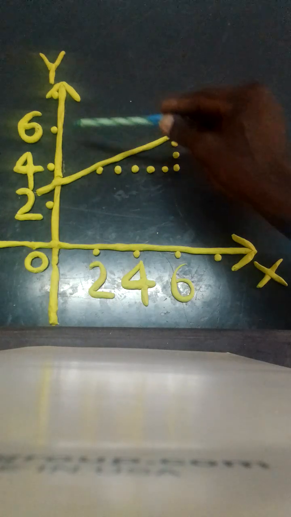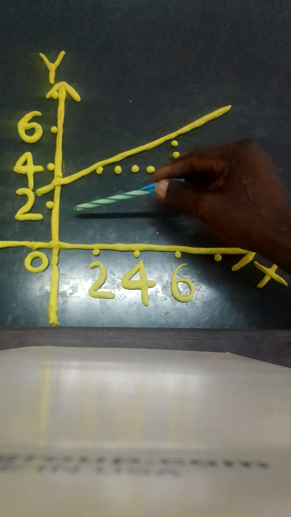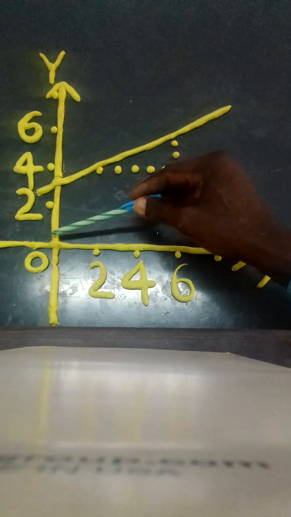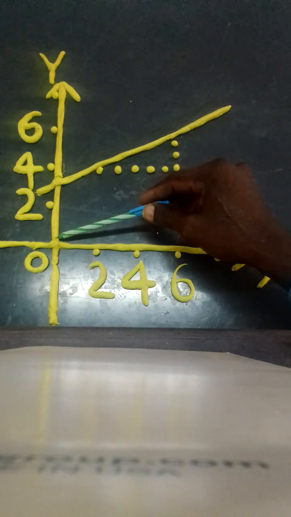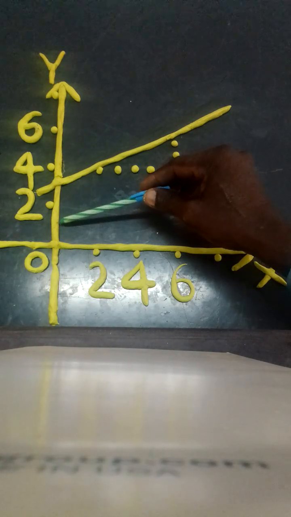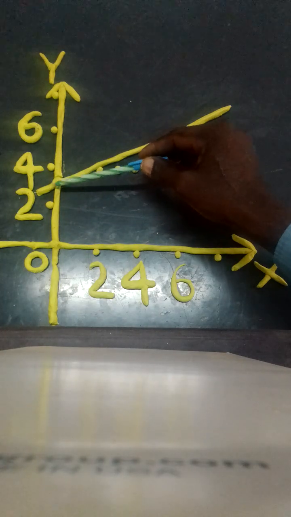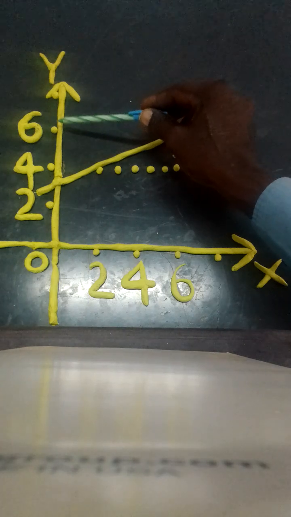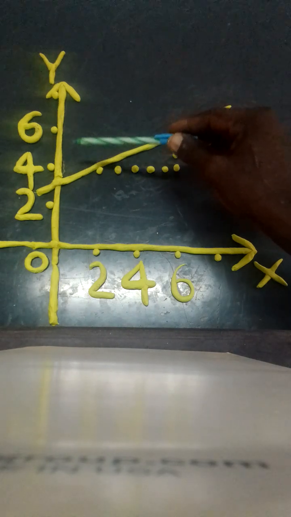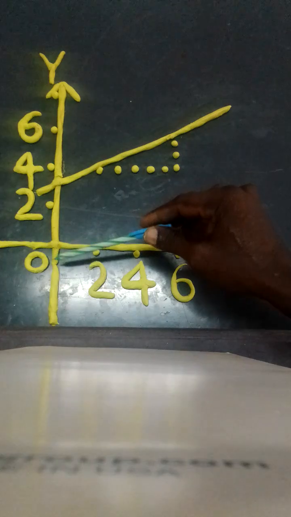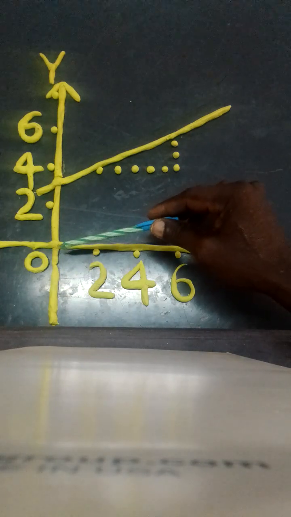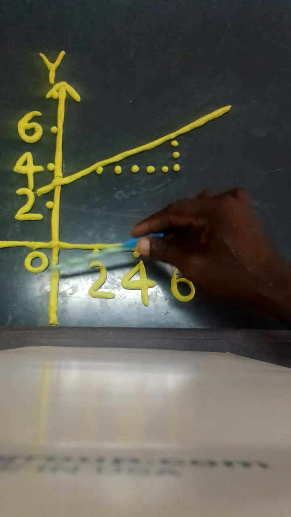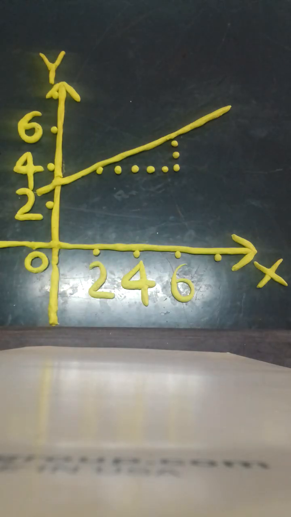Now let's talk about the y-axis. The values of y above the origin are positive. This is 0, this is 1, 2, 3, 4, 5, 6, and so on. And the values of y below the origin are negative. So we have 0, negative 1, negative 2, and so on. That's the Cartesian coordinate plane.